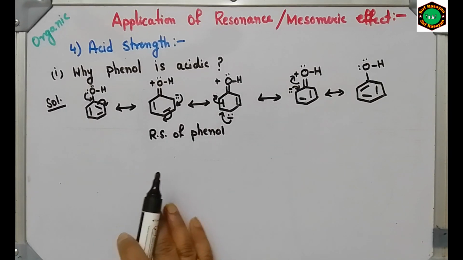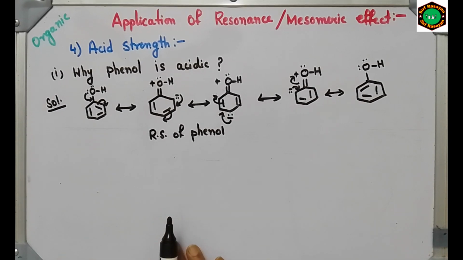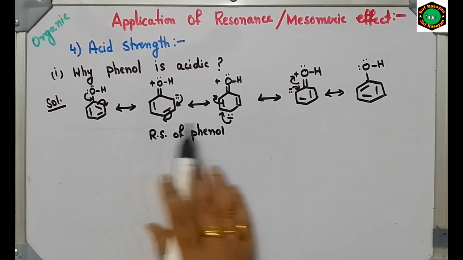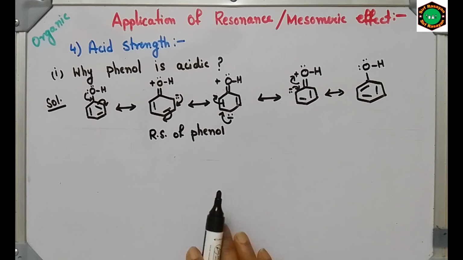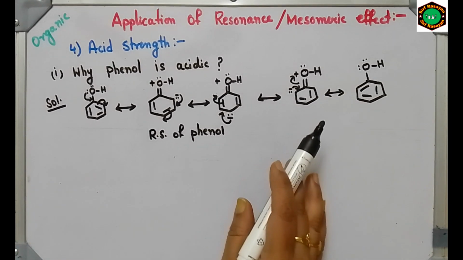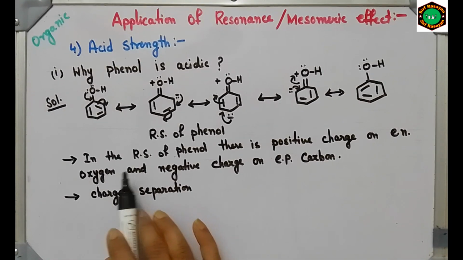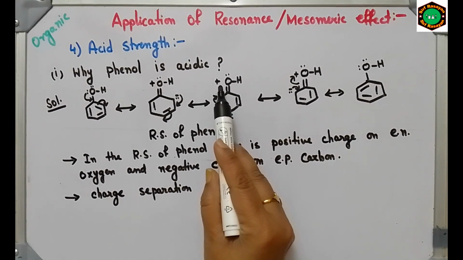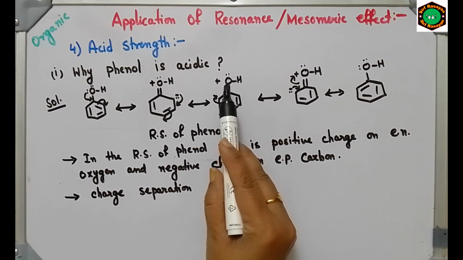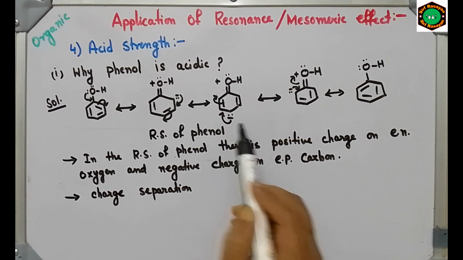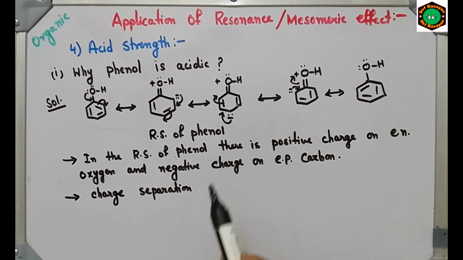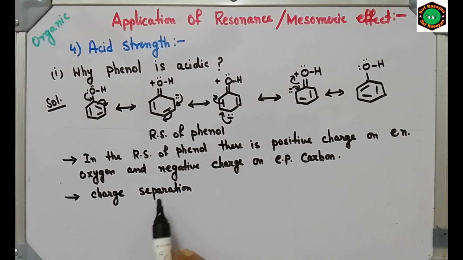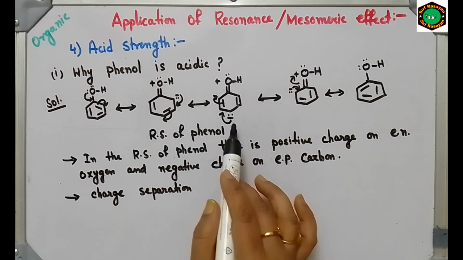First I will explain why phenol is acidic. For that, you draw resonating structures of phenol. There are 5 resonating structures. Now see, in the resonating structures of phenol, there is positive charge on electronegative oxygen and negative charge on electropositive carbon. And also there is charge separation.